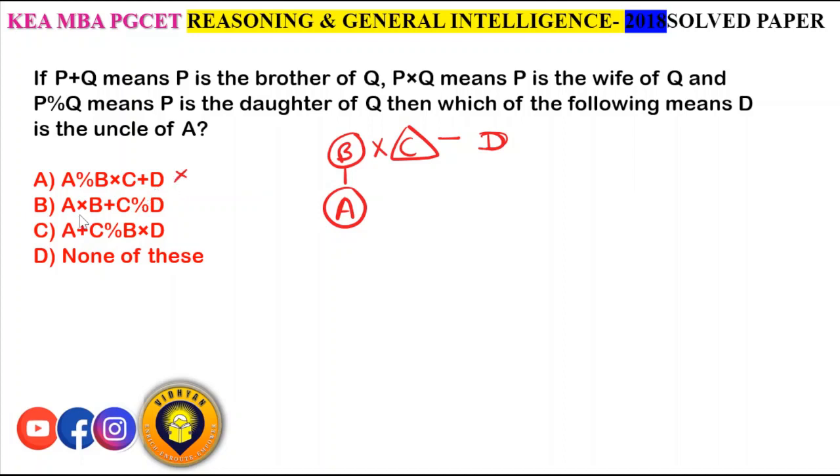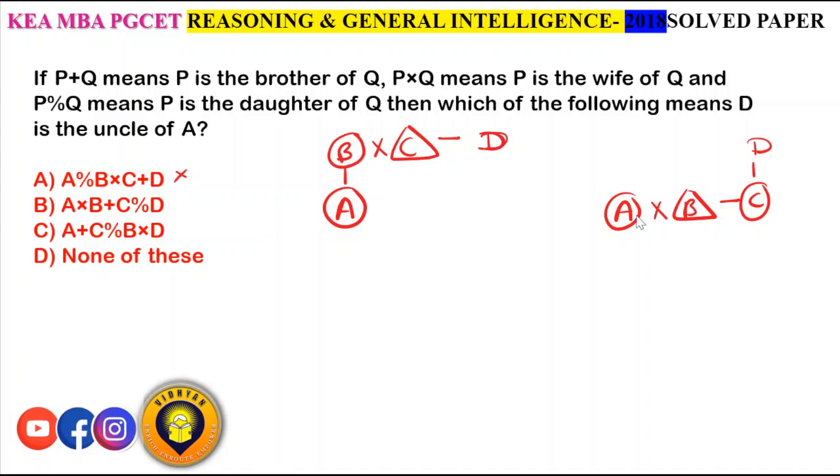Now let us move on to the second one, that is A into B. A into B means A is the wife of B. B plus C means B is the brother of C. C percentage D means C is the daughter of D. So even in this case, you cannot define the gender of D, and you cannot say that D is the uncle of A directly. So D is the uncle of A is not true.